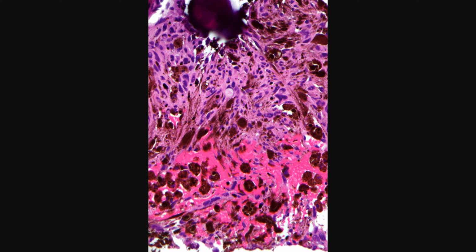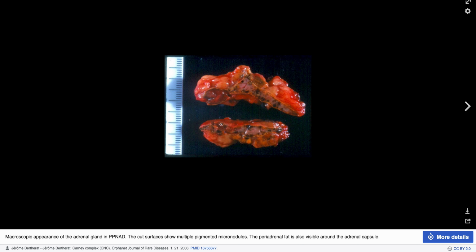And then another entity you can get for Carney-Complex is primary pigmented nodular adrenocortical disease. And here is a gross finding of the adrenal gland with multiple pigmented nodules. This is a rare cause of ACTH-independent Cushing disease.